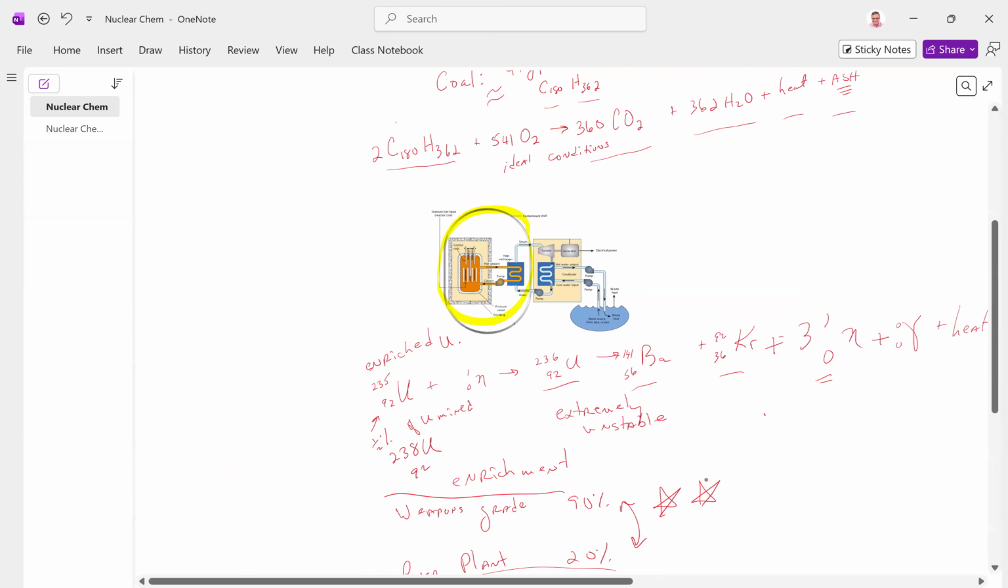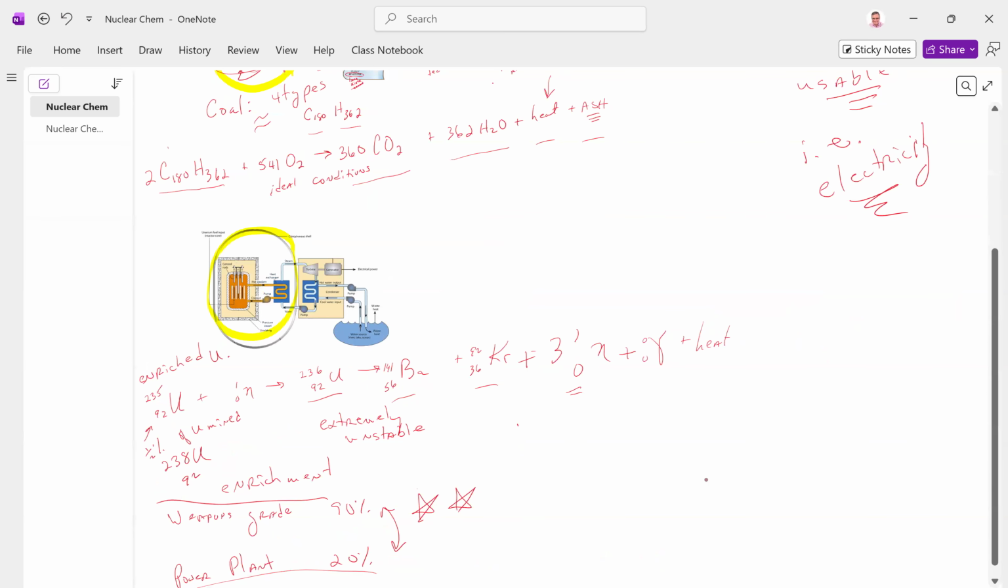And gamma radiation and heat. Okay, so the nuclear reaction, in this case, it's fission because it's being broken apart. The heat source for nuclear reactors is this reaction. Now, there are like 3 or 4 other comparable reactions, but this is the most popular version of the reaction.